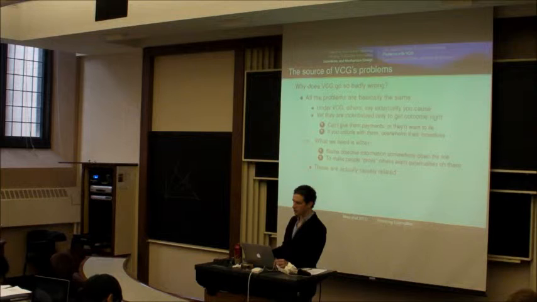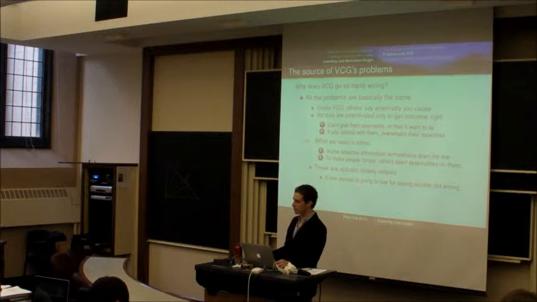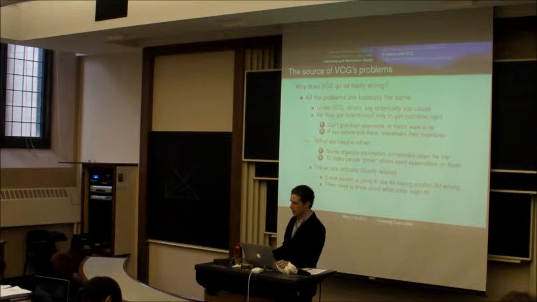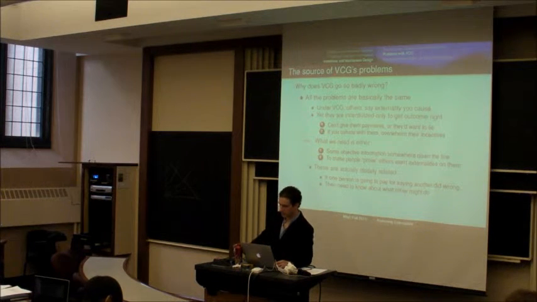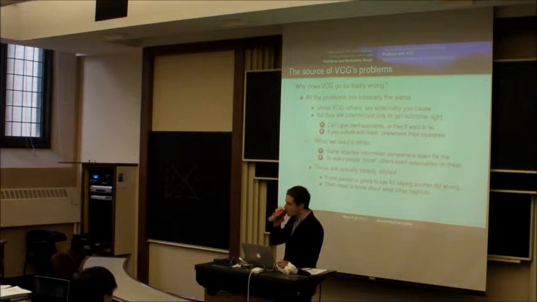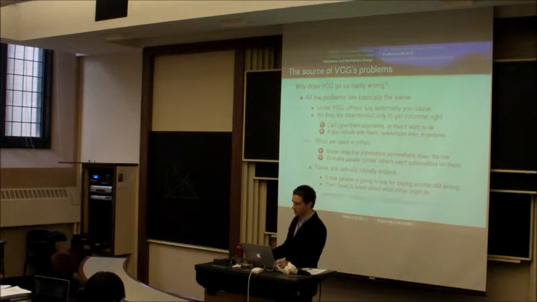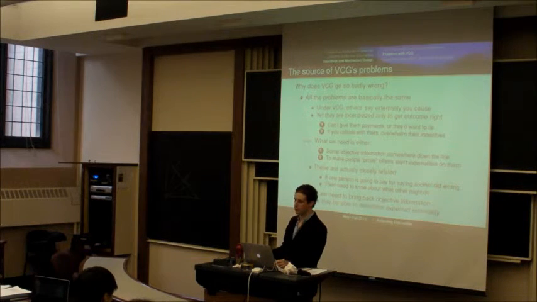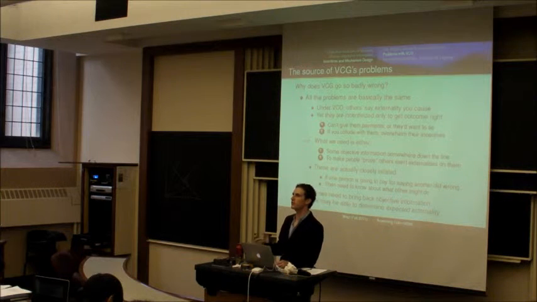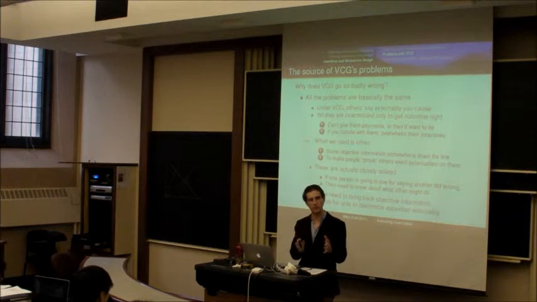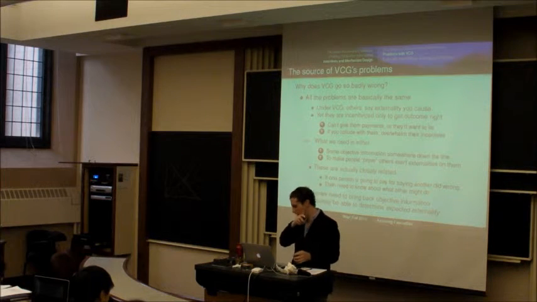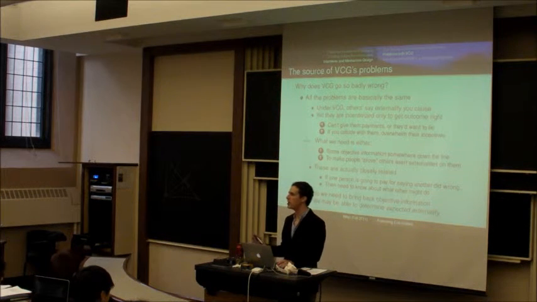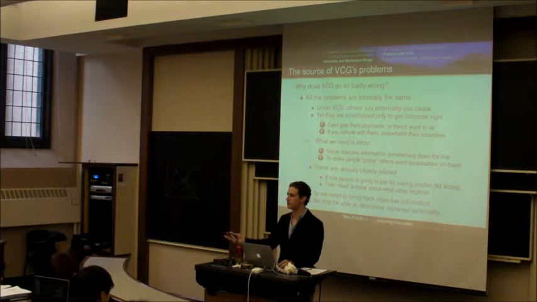And these problems are actually very closely related to one another. So if one person is going to pay for saying that another person did something wrong, then we need to know what the other person might do. And so that is going to require us to bring in some more objective information. So in particular, it would be very useful if, rather than just relying on people to tell us what all the externalities were, we had some external objective information about what we expect the externalities of people to be.